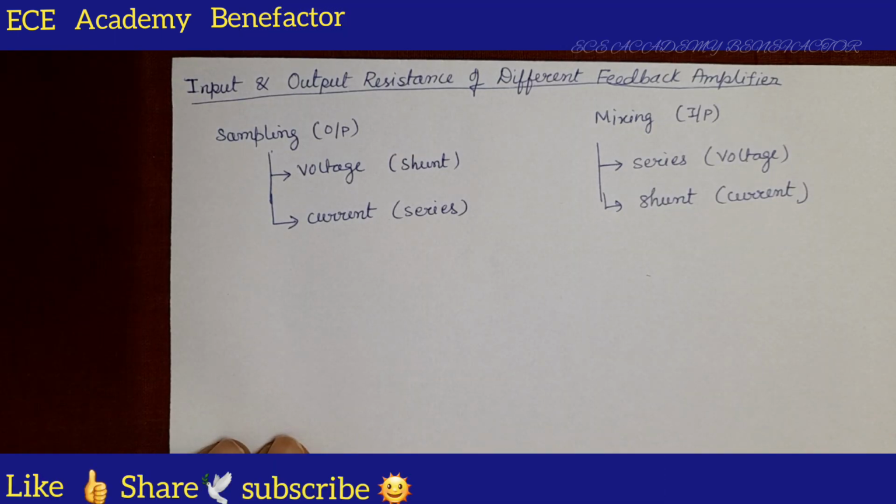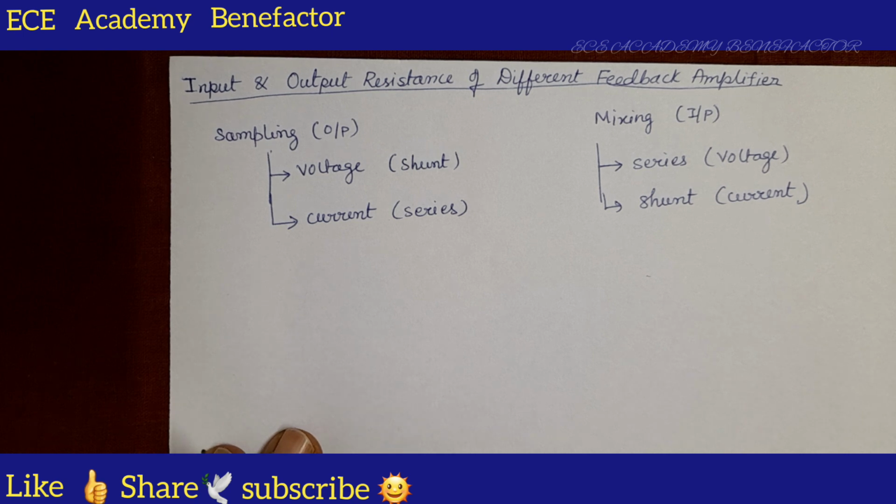In this class we will be seeing the summary of input-output resistances of different feedback amplifiers. The different feedback amplifiers, as you know, are voltage series feedback amplifier, current series feedback amplifier, voltage shunt feedback amplifier and current shunt feedback amplifier. So let us quickly summarize them.